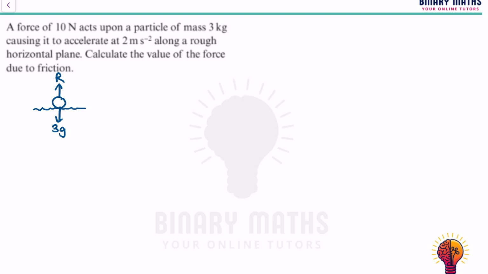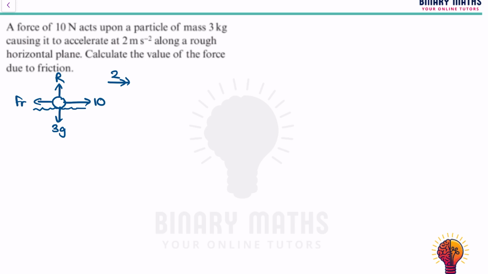Okay, we have a force of 10 newtons acts upon it. So let's say if it's traveling this way, then 10 this way. And because it's a rough horizontal surface, we'll have friction acting in the opposite direction. It's accelerating at 2 meters per second squared. Calculate the value of the force due to friction.